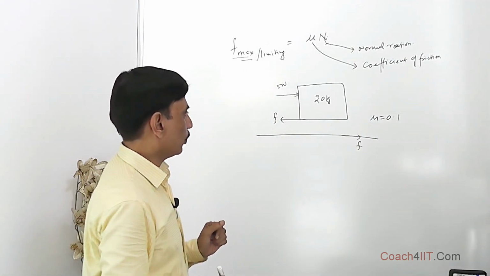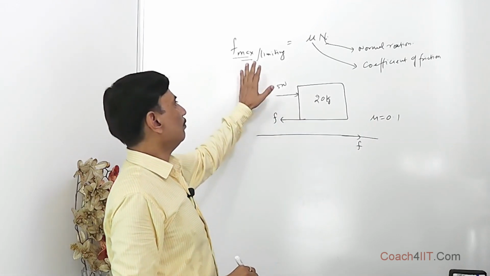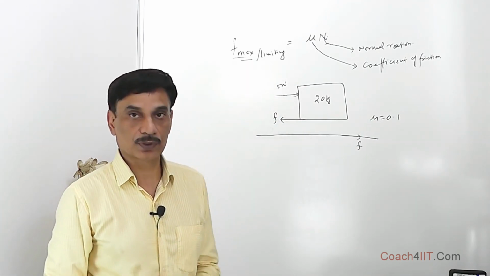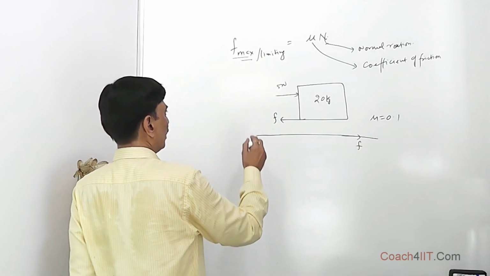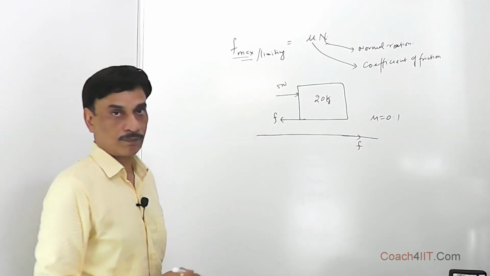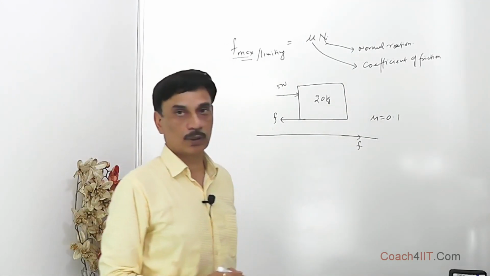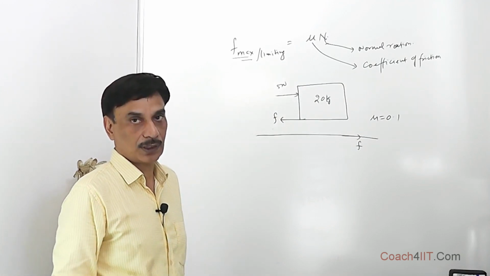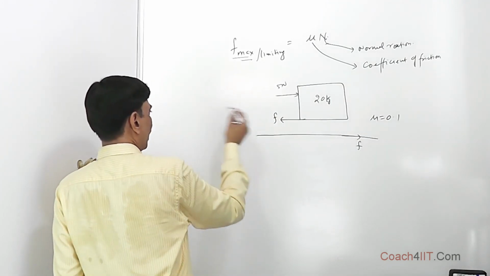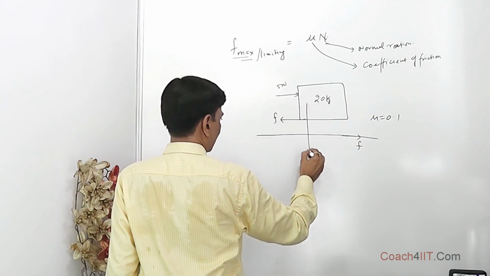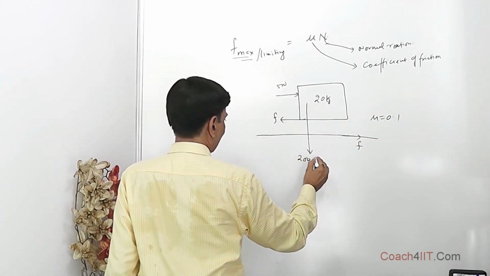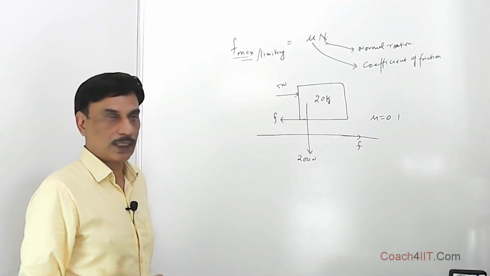So for that, what we do is, first of all we find what is the maximum value or limiting value of friction force. The maximum value or limiting value of friction force is mu into N. Mu has been given, so let's come to the normal reaction. For normal reaction we can draw the force diagram. Along the y-axis we observe that earth applies a force of 200 Newton. Earth says I am going to pull you down with a force of 200 Newton.